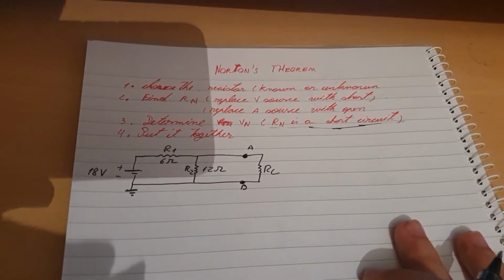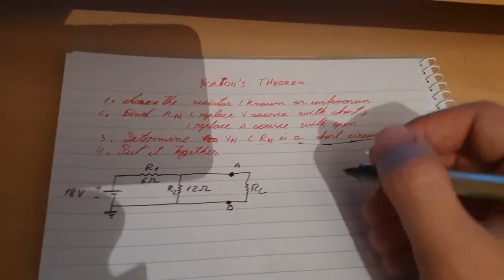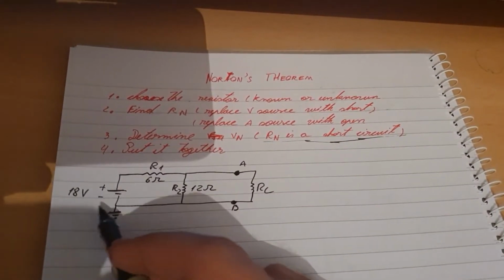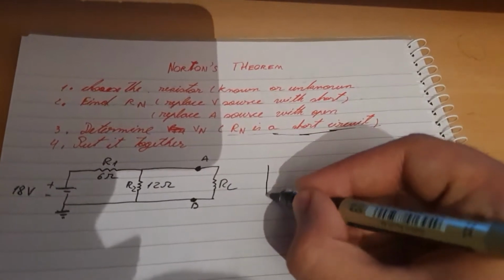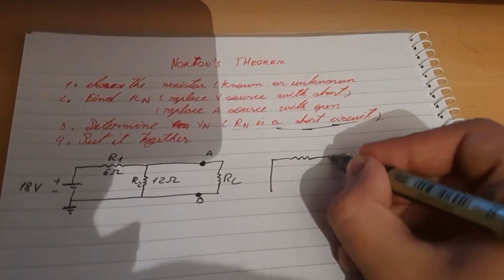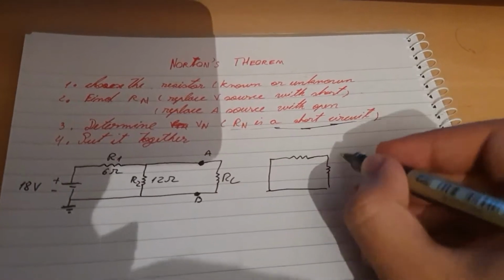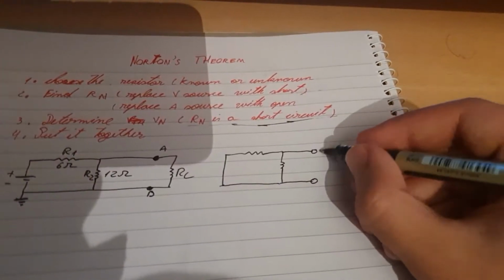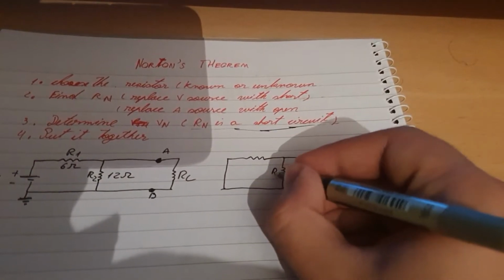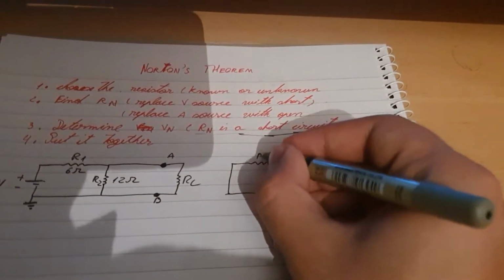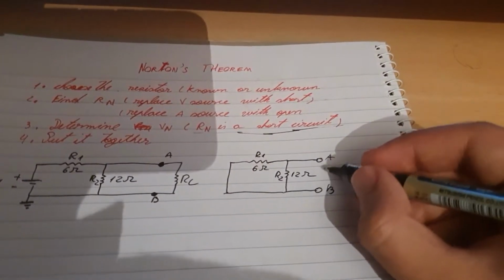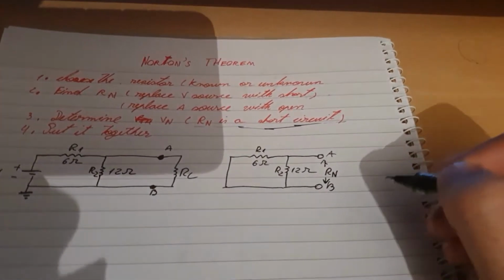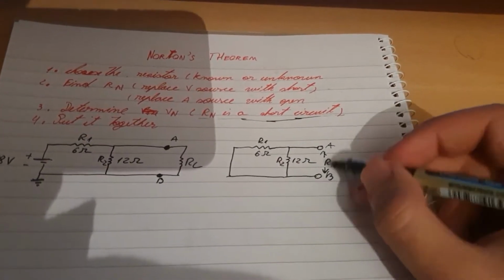Okay, so let's redraw this diagram with the resistors to calculate Rn. We'll make the voltage source a short circuit, so this will just be a line. There'll be one resistor R1, resistor 2 R2, and here will be A and B. R2 is 12 ohms, R1 is 6 ohms. This will be Rn, the Norton resistance. And now we can calculate Rn.